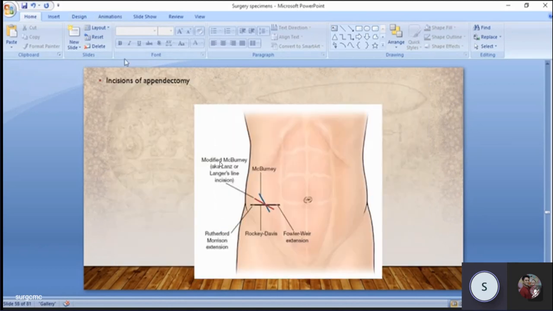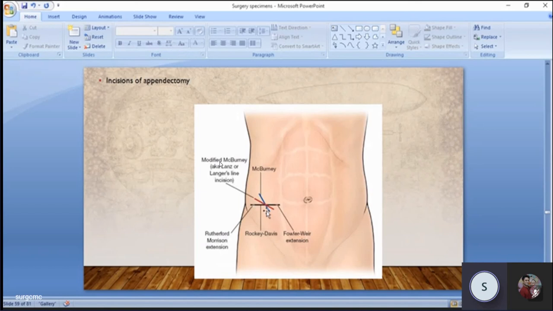What can be asked to you is incisions. What are common incisions of the appendicectomy? It is a modified McBurney's incision. McBurney's incision we commonly give, and Langer's incision, also known as Lanz incision, also known as bikini incision, a cosmetic incision.